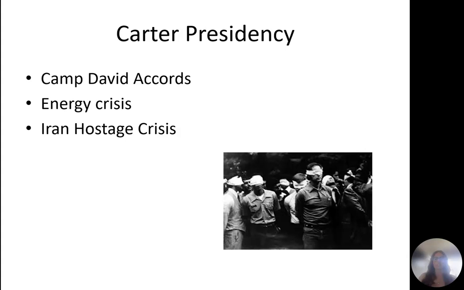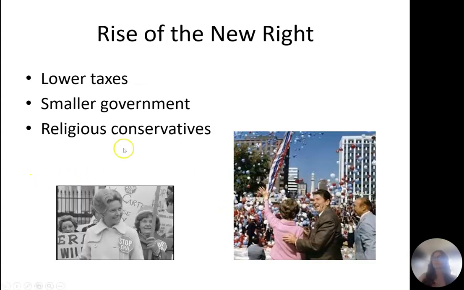There are also a lot of economic challenges. So even though he does have his success with the Camp David Accords, many Americans felt that the government was very ineffective. He's only in for one term, Carter is.